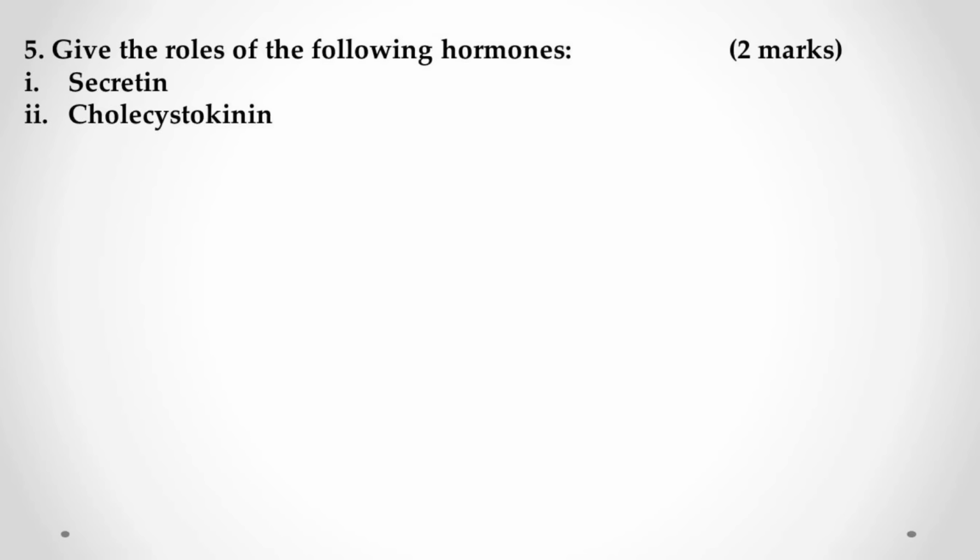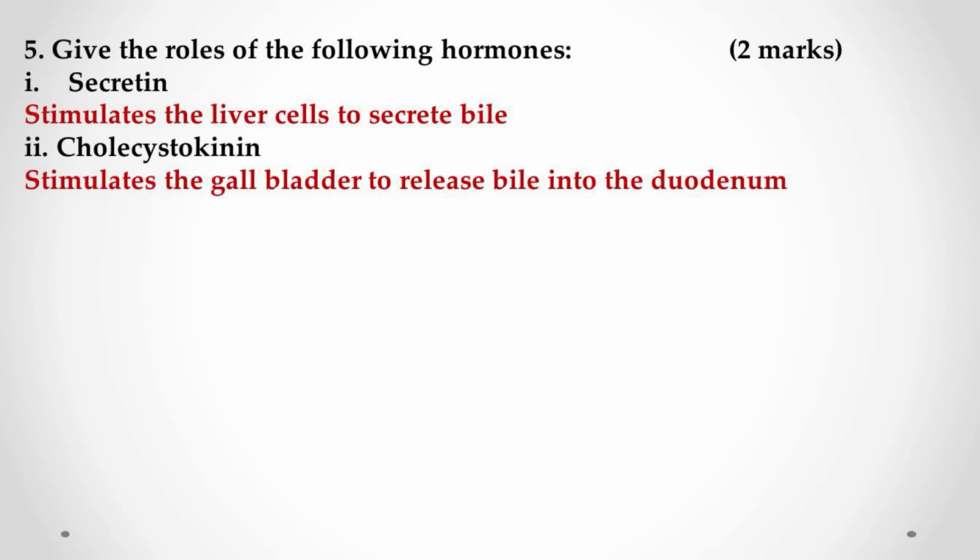Question 5. Give the roles of the following hormones: first, secretin, and secondly, cholecystokinin. The role of secretin is that it stimulates the liver cells to secrete bile. The role of cholecystokinin hormone is that it stimulates the gallbladder to release bile into the duodenum.